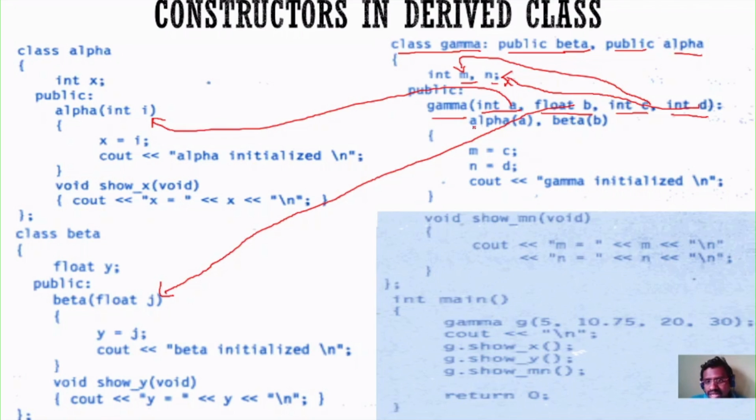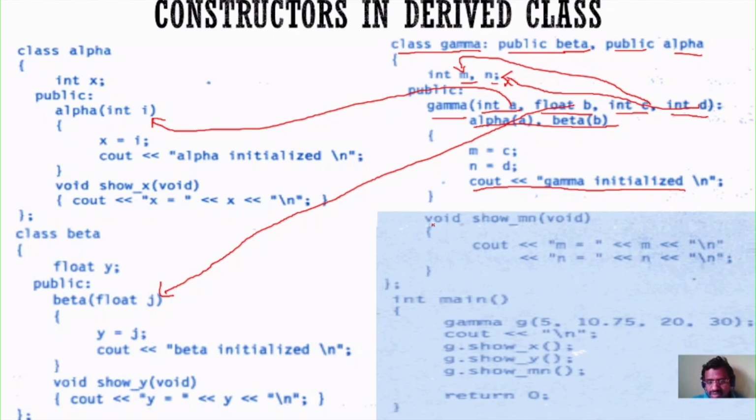Now, kindly look here. There are two different statements here: alpha of a, comma beta of b. Alpha is going to take one argument. What type of argument is it going to take? It is going to take int i. So a will be passed here. Now beta is going to take float j, which means it is going to take floating type data. So beta of b is of type float. Now it is right. It is also going to display the statement that is gamma initialized.